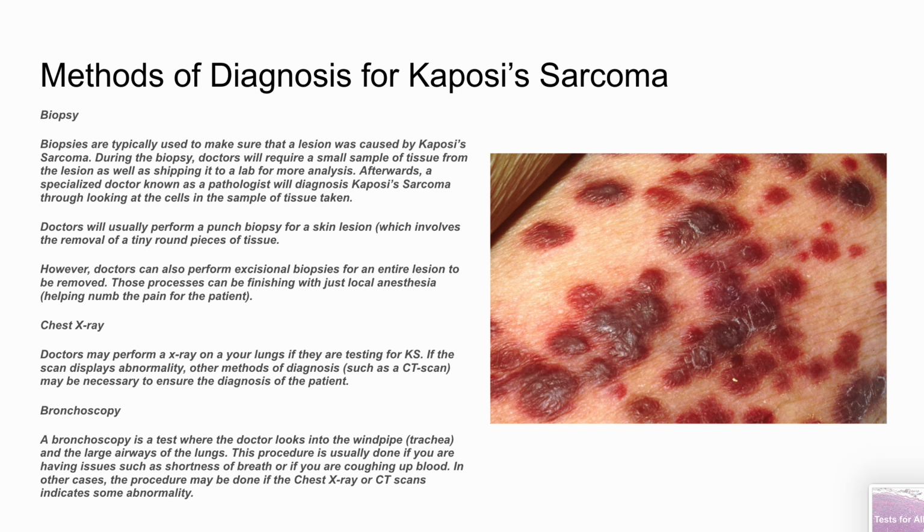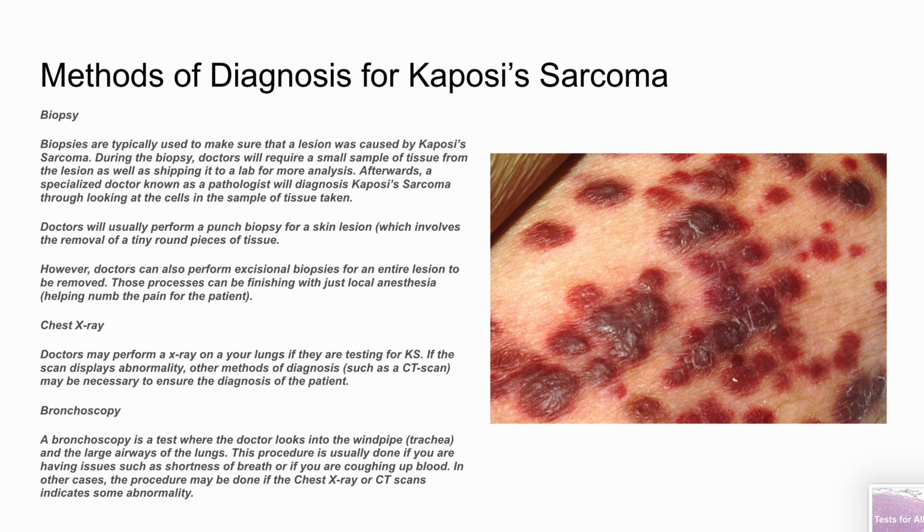Afterwards, a specialist doctor known as a pathologist will diagnose Kaposi sarcoma by looking at the cells in the sample of tissue taken. Doctors will usually perform a punch biopsy for a skin lesion, which involves the removal of a tiny round piece of tissue. However, doctors can also perform excisional biopsies for an entire lesion to be removed, and those processes can be finished with just local anesthesia, helping numb the pain for the patient.